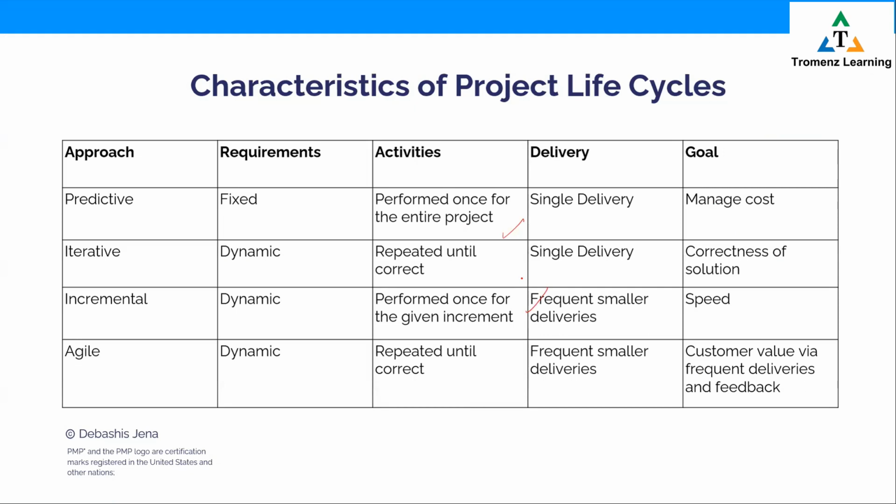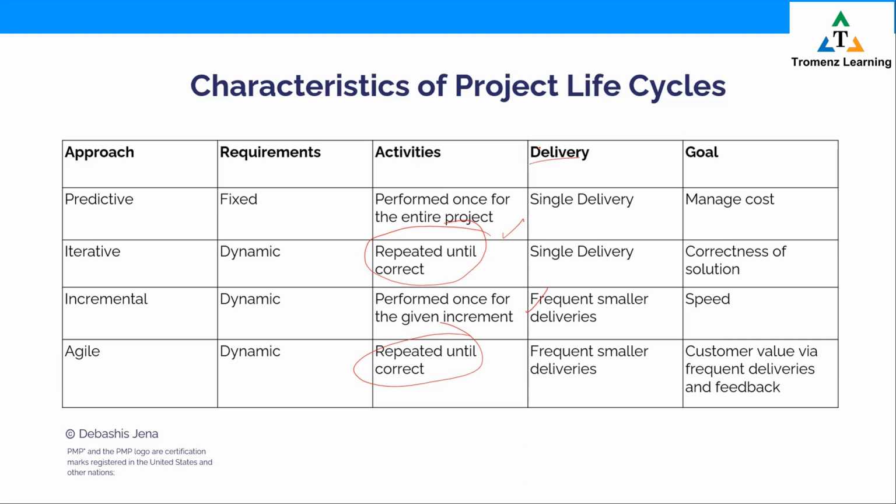Okay, this we saw. But come to iterative and agile here. Interesting, repeated until correct. So in meaning, in agile or even in iterative, these activities are repeated, not once. Meaning, okay, you did design, go to build. During build, you can come back and redesign. You keep on doing that.